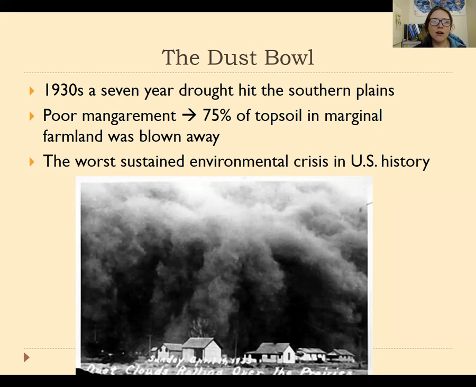And so this is considered by many people to be the worst sustained environmental crisis in United States history. And this is a picture of farms with this big duster, as they were sometimes called, this dust storm blowing into this neighborhood here.